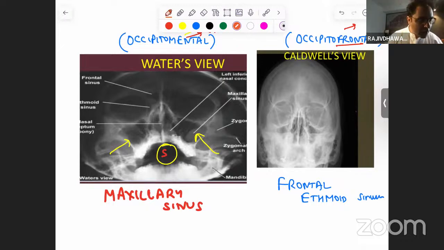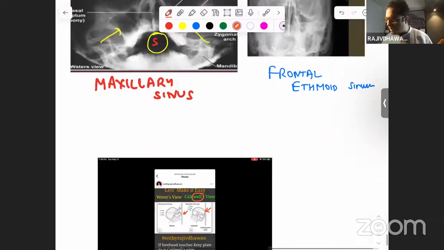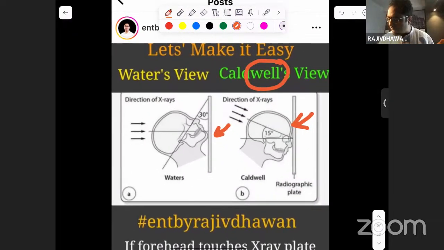Beta, my dear friend, Towne's view is for the ear. Towne's view and Schuller view are for the ear. Guys, is this making sense to you? Tell me in the chat box. Yes, you will remember it like this, beta.